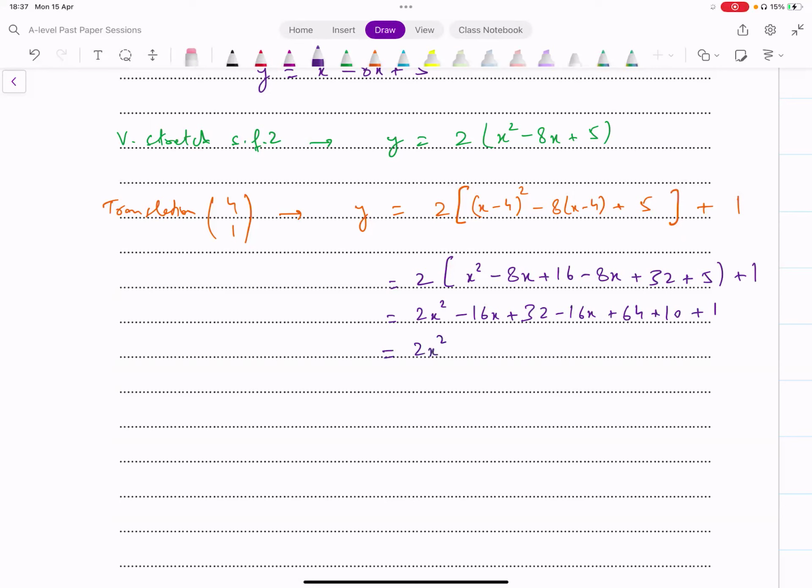Now you can write down the final result. That's 2x squared minus 32x. Then you have 32 plus 64 plus 10 plus 1. That's 107. Y equals this whole thing. This is what we are getting. Is that okay?